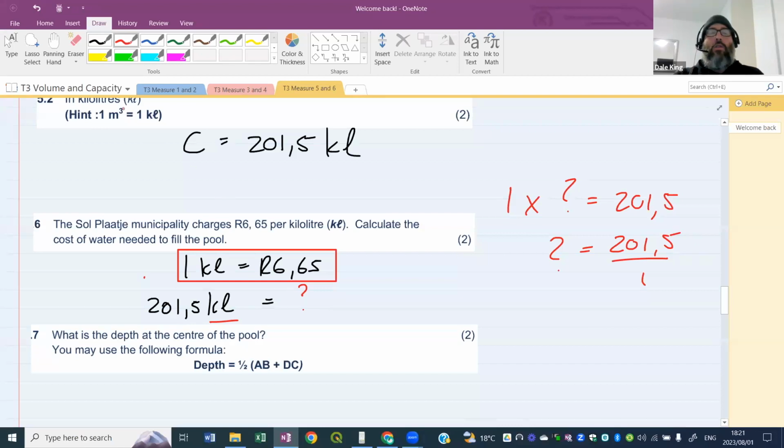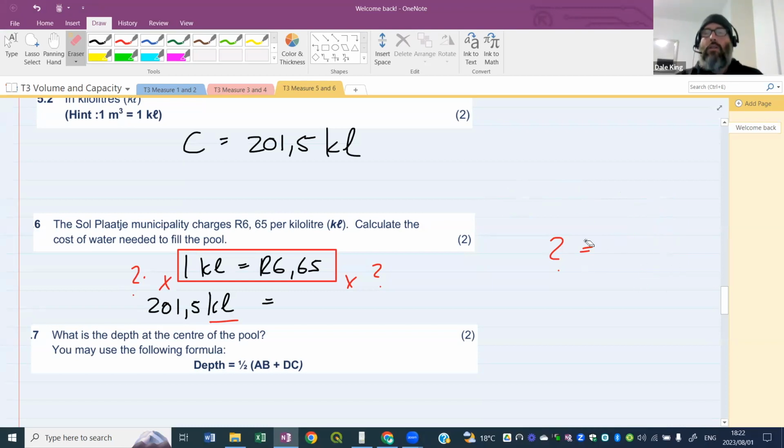So what he's saying is divide the 201.5 by the 1 to get this value. And then use that to times your 6.65 Rand by. So you're going to times 6.65 Rand by this number because you're timesing the 1 by this number to get 201.5. Absolutely. I often use this as well when there's a relationship between two numbers. So, Lufuno, thank you for that. It's a very good method.